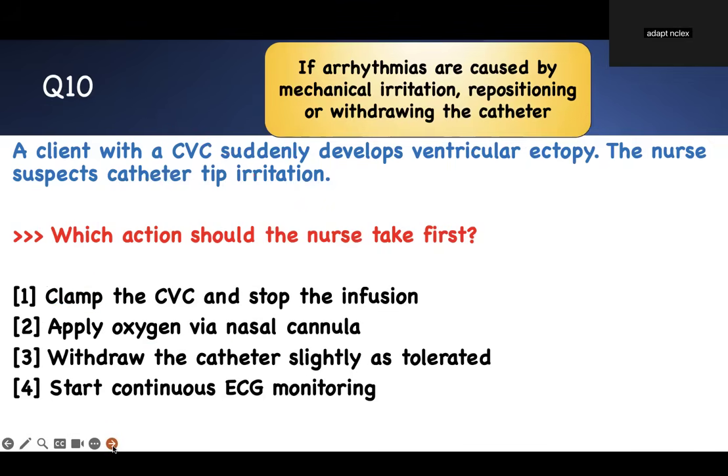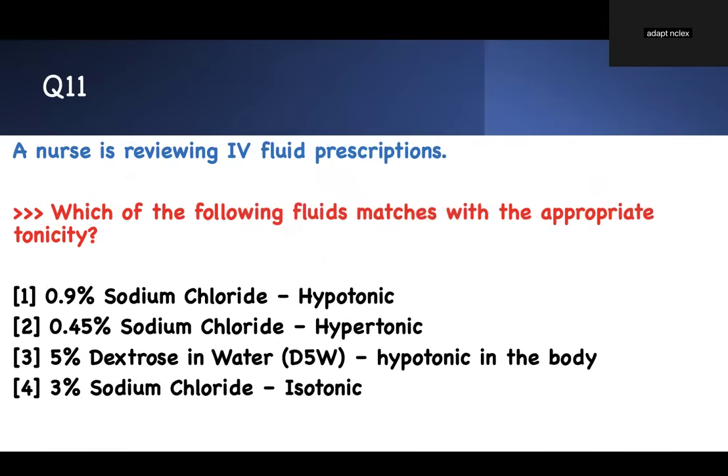Number 3. This is how you answer the question. If arrhythmia is caused by mechanical irritation, pull it back and reposition the catheter. That's all. Number 3. The next is reviewing IV fluid prescription.